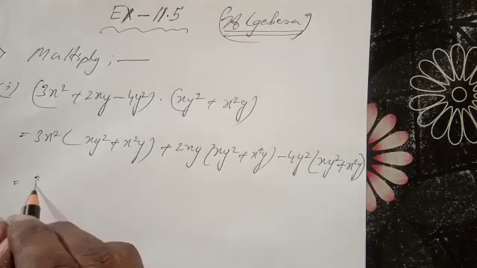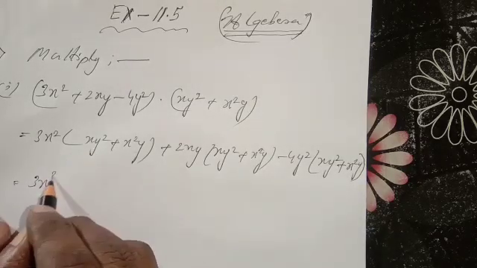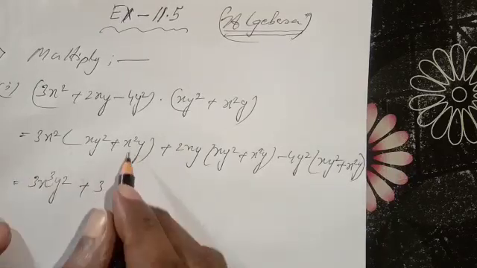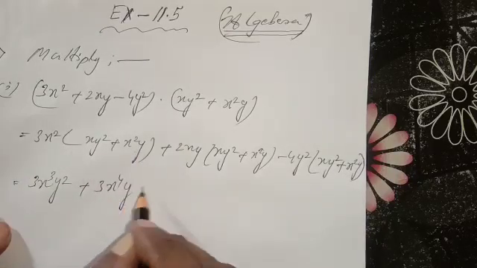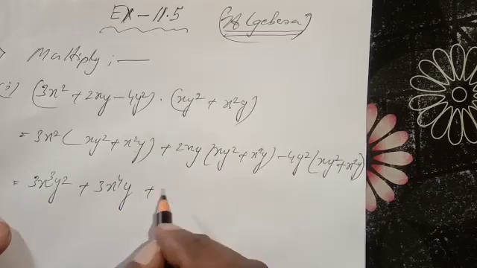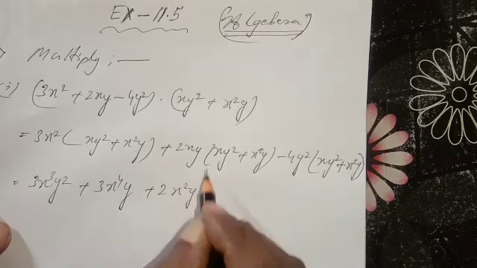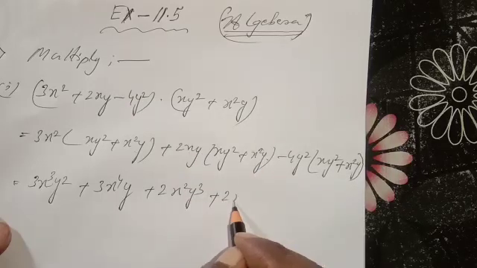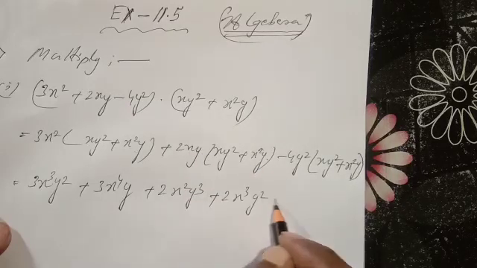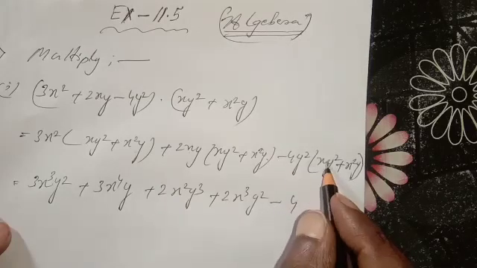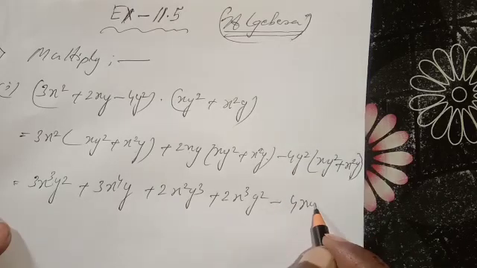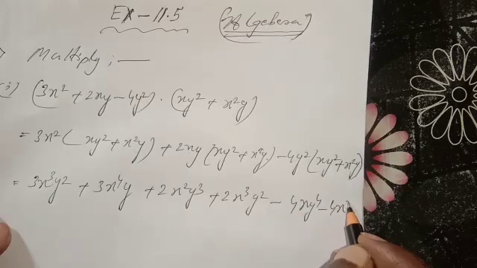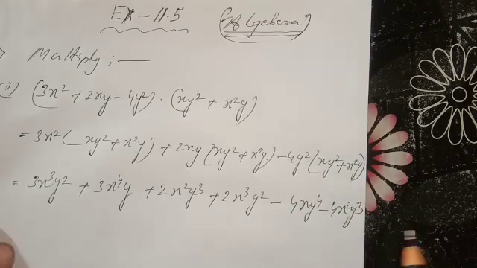This will be 3 x square, x means x cube, y square, plus 3 x square, x, that will be x to the power 4 y. Next 2xy into xy square, this will be 2 x square y cube, plus 2xy into x square, this will be 2 x cube y square, minus 4 x y to the power 4, then minus 4 x square y cube.